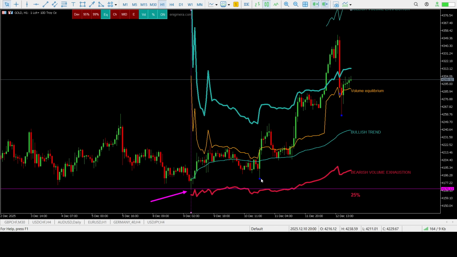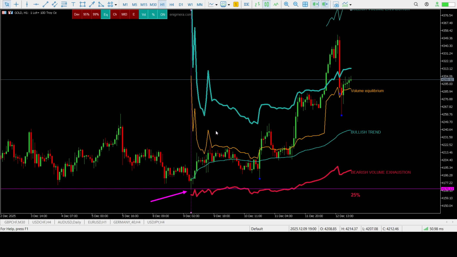So what we see here on our chart, the market was at this bottom, then commenced with the movement up. The market checked the equilibrium. What is the equilibrium? The equilibrium is the place of the market where bullish volume is equal to bearish volume.